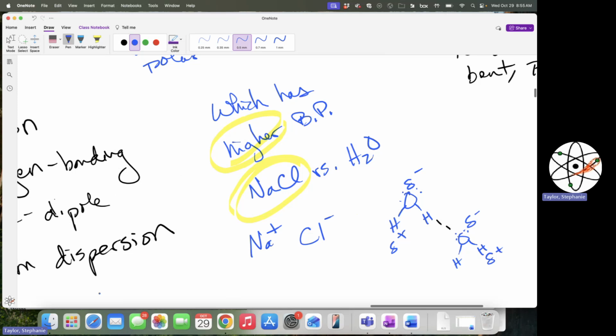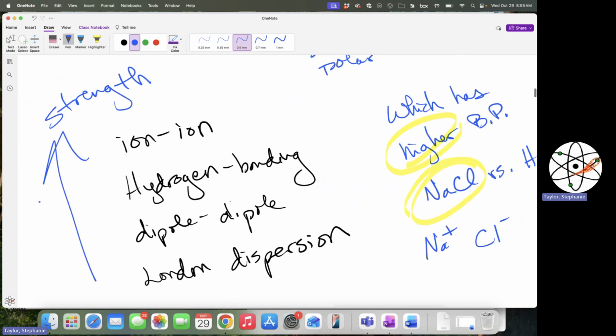So sodium chloride has a higher boiling point, which is why I put ion-ion on here, because whole charges are stronger attractions than partial charges. But that's the order of the strength.